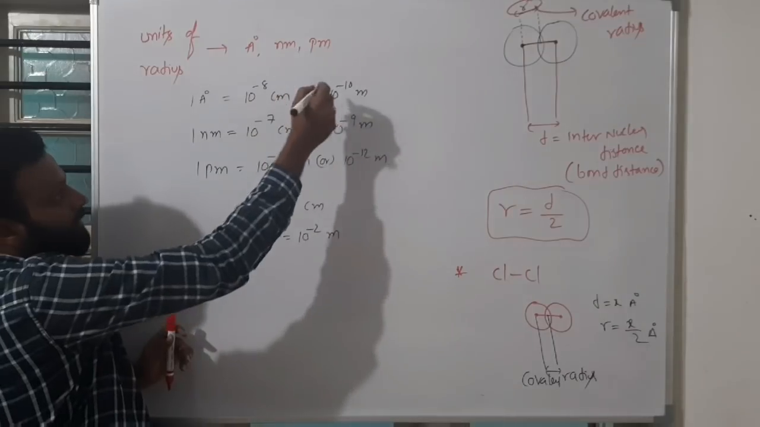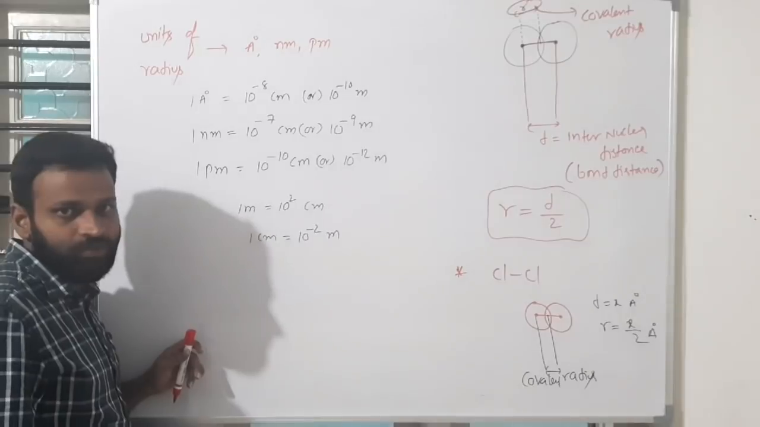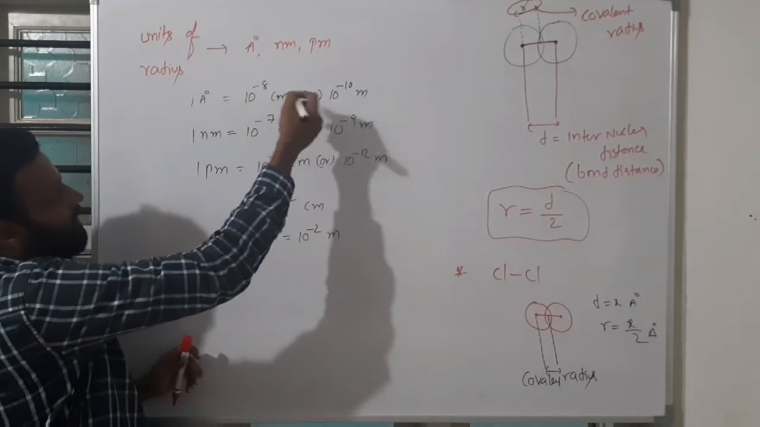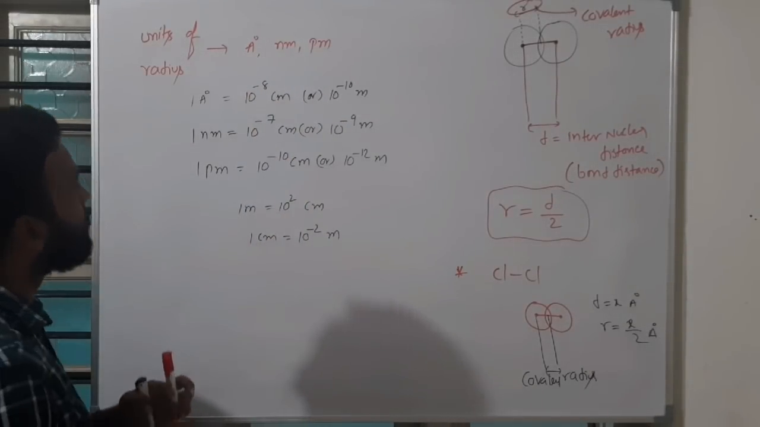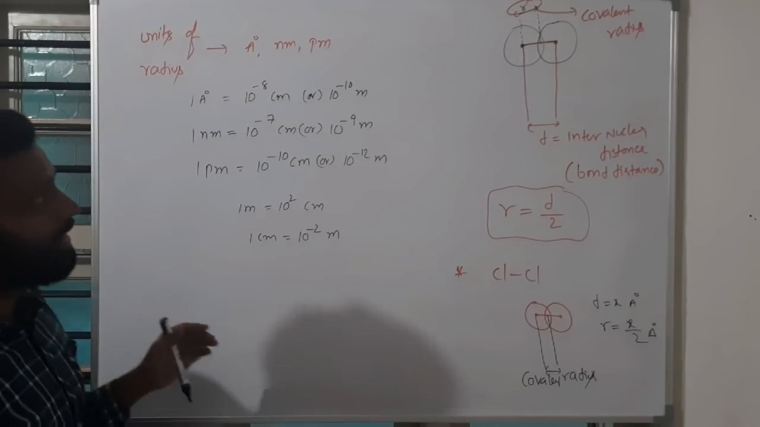So 10 power minus 8 centimeter into 10 power minus 2, so 10 power minus 10 meters. Don't get confused: 10 power minus 8 centimeter or 10 power minus 10 meters. Units of radius here we discussed. So what we discussed? Covalent radius.